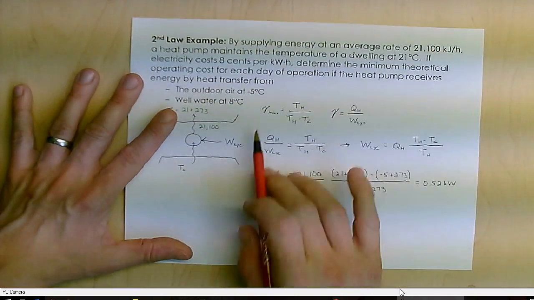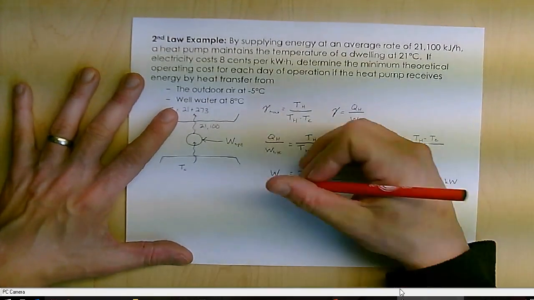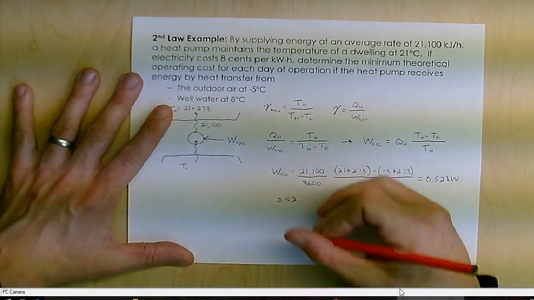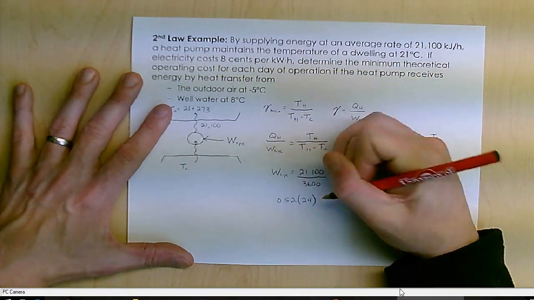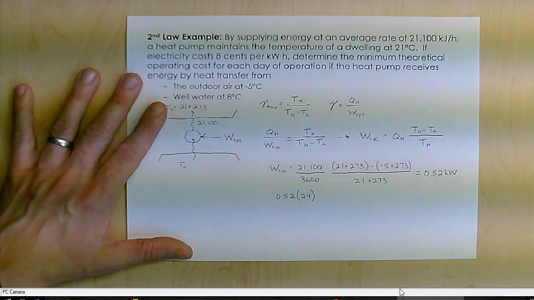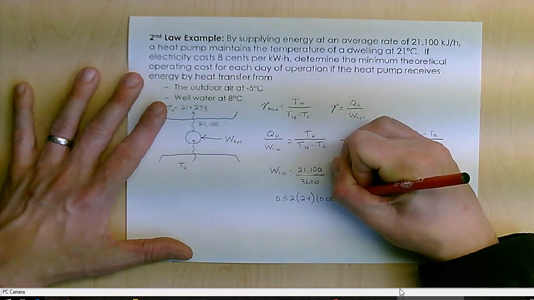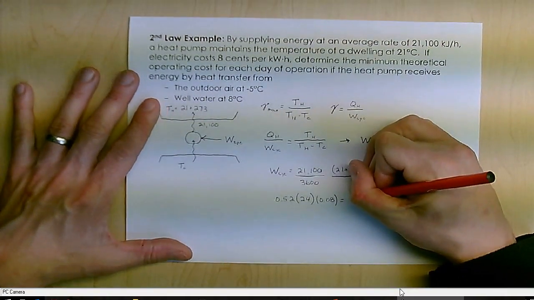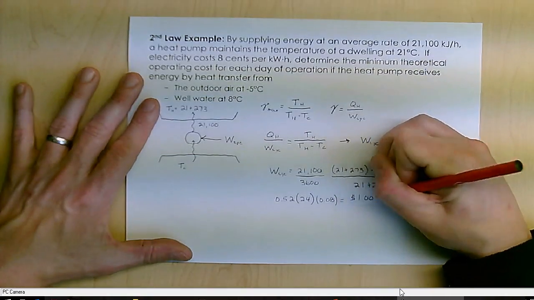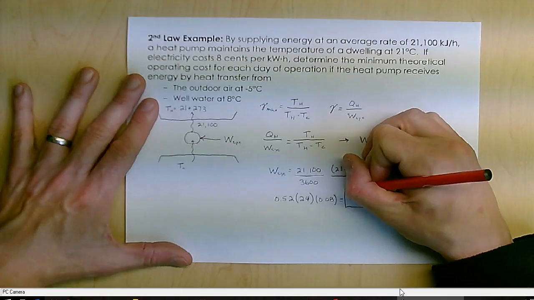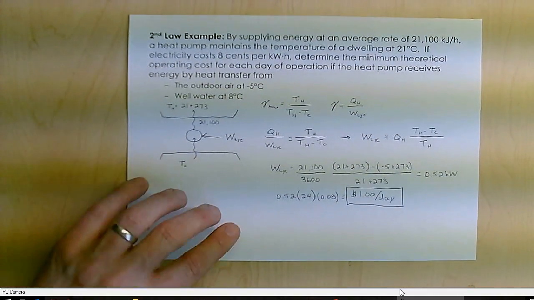Okay, to convert that into money, essentially I just take that 0.52 kilowatts, times 24 hours to figure out how many kilowatt hours I have per day, multiply that times 8 cents, and I learned that this costs $1 per day. And again, that's pulling heat from the outdoor air at -5 degrees Celsius.